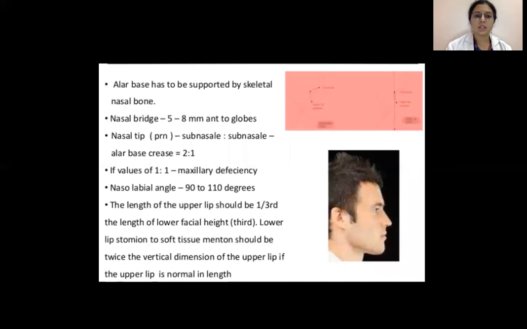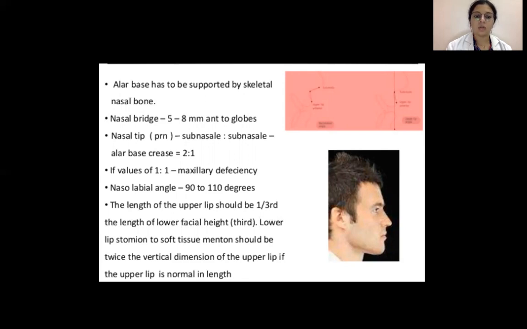The alar base has to be supported by skeletal nasal bone. Nasal bridge 5 to 8 mm anterior to the globe. Nasal tip subnasal to the subnasal alar base crease 2:1. If values of 1:1, maxillary deficiency is present. Nasolabial angle should be 90 to 110 degrees. The length of the upper lip should be one third the length of the lower facial height.